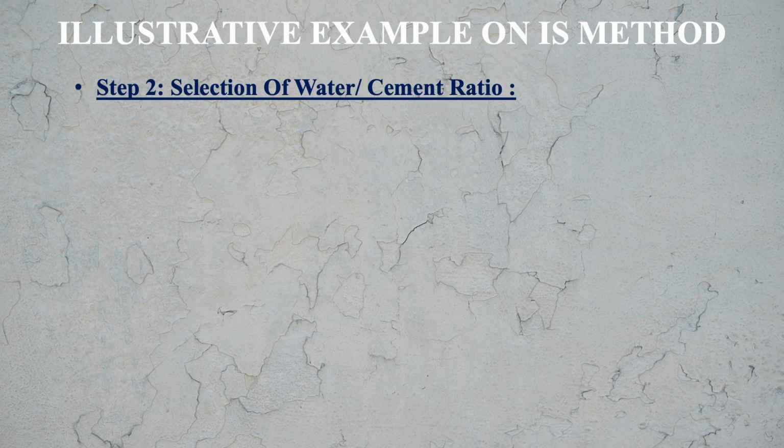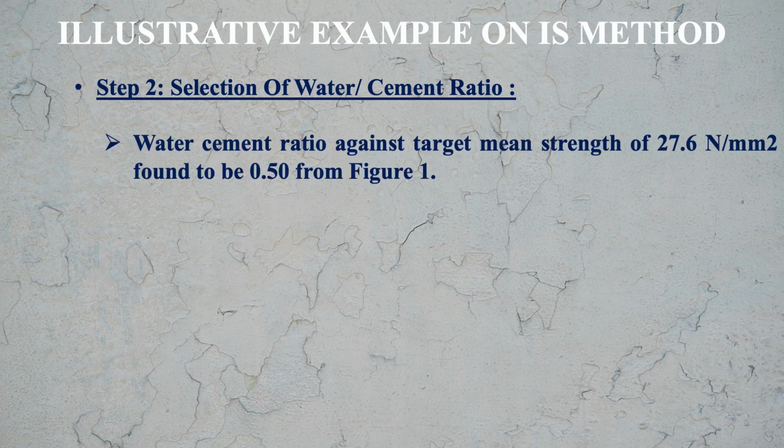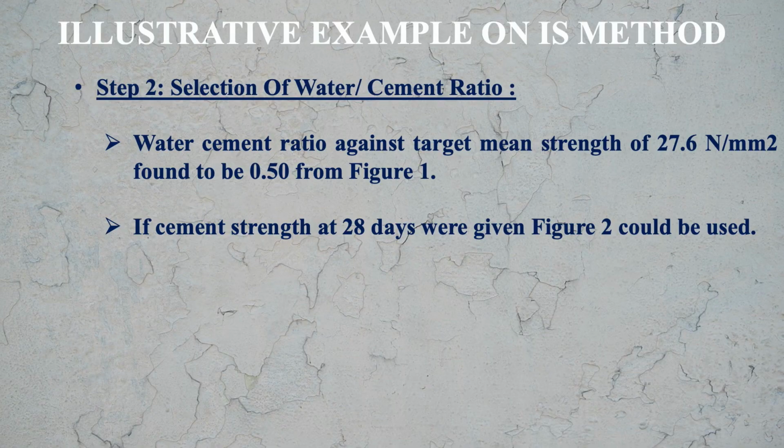Step 2 is selection of water cement ratio. So the water cement ratio against the target mean strength of 27.6 Newton per mm square from figure 1 is 0.5. Just see figure 1, and against the target strength of 27.6, you will get the water cement ratio as 0.5. If cement strength at 28 days were given, then we could use figure 2 for getting the water cement ratio.